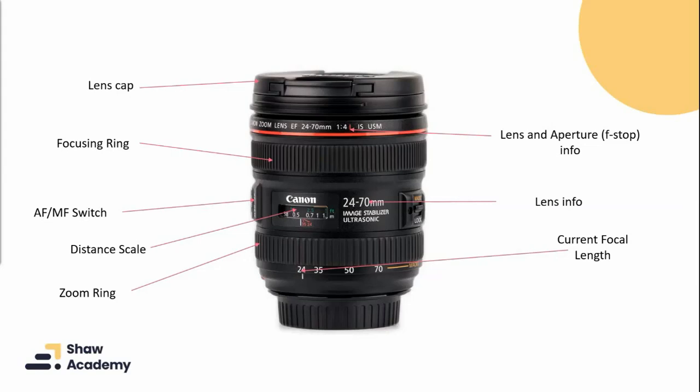We've got more lens information here, which again, it breaks down what that IS and USM are, image stabilizer, ultrasonic motor. We have our rear lens cap, which you absolutely need to attach to your lenses when you are not using them. If you have not got your lens attached to your camera, please use your rear lens cap, because the glass, the elements are so sensitive and so important that you have to protect them at all times.